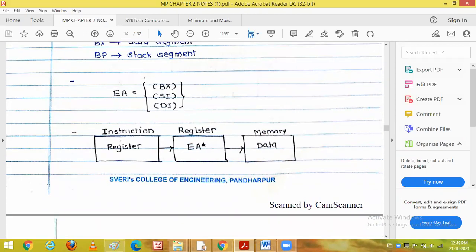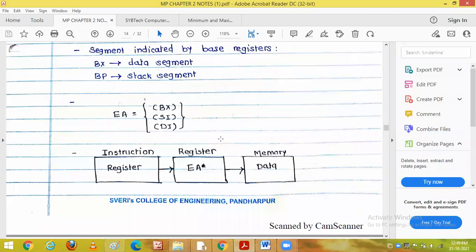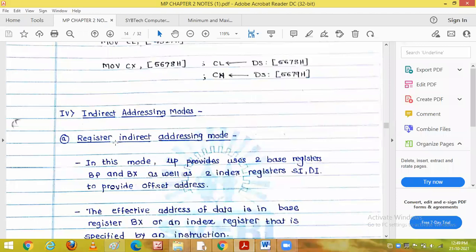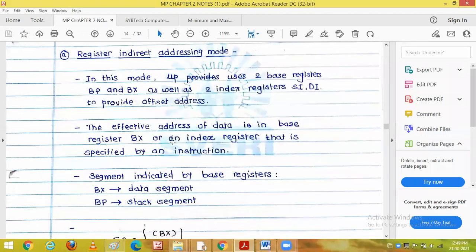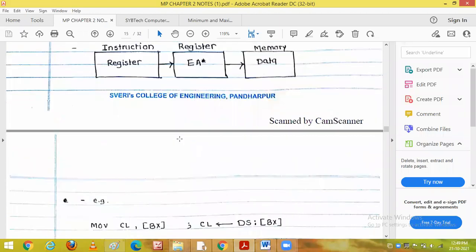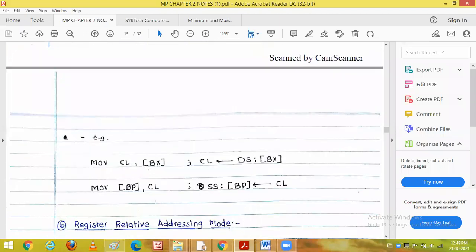So this is how the instruction works with the register, because it is a base register, and that register is going to be with the effective address. That effective address is nothing but source index and destination index, and also the data memory. Finally, we have to use it for data memory manipulation. So this is the first subpart of indirect addressing modes, that is register indirect addressing mode. Next, an example for that.